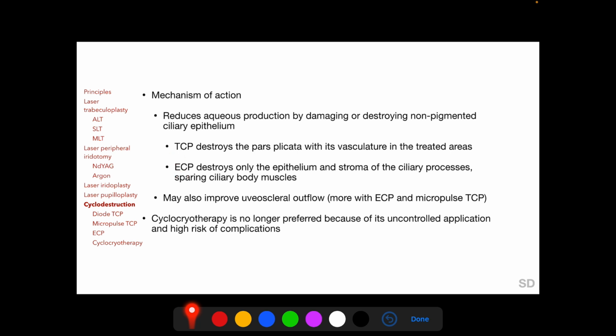TCP destroys the entire pars plicata portion of the ciliary body along with its vasculature and ciliary processes, whereas ECP destroys only the epithelium and the stroma of the ciliary processes, sparing the ciliary body muscle. And this is why, as we shall see, ECP causes much less complications than TCP. Apart from reducing aqueous production, cyclodestructive procedures may lower intraocular pressure by also increasing uveoscleral outflow. And cyclocryotherapy is no longer preferred because of an even higher risk of complications as compared to TCP or ECP.